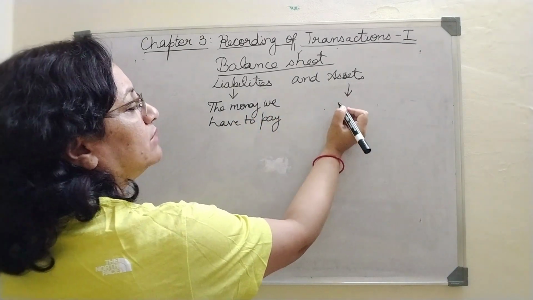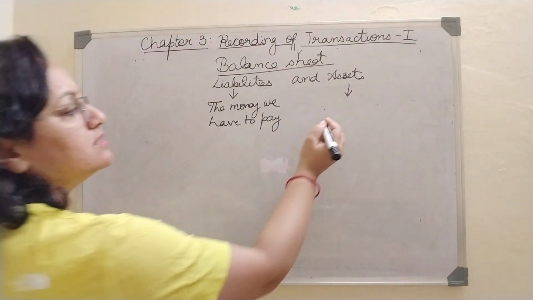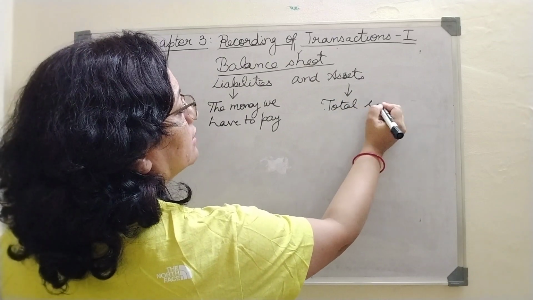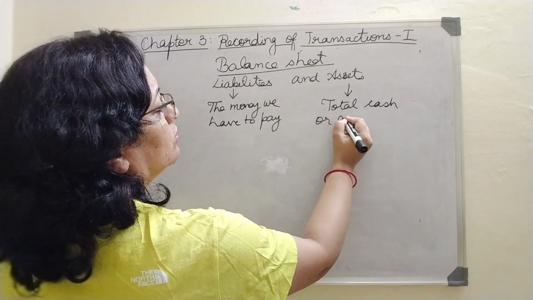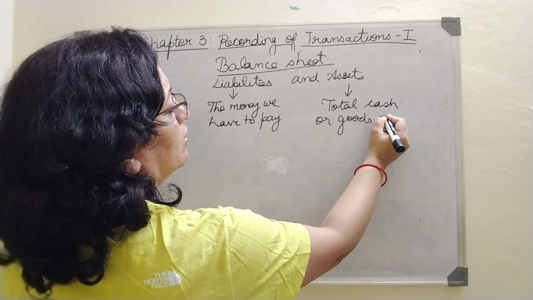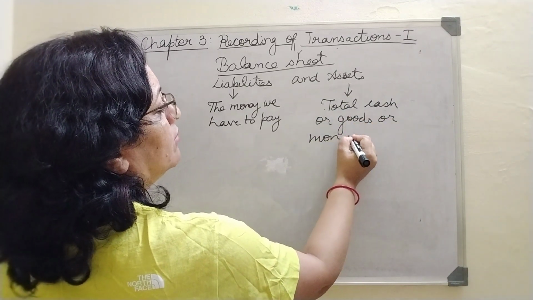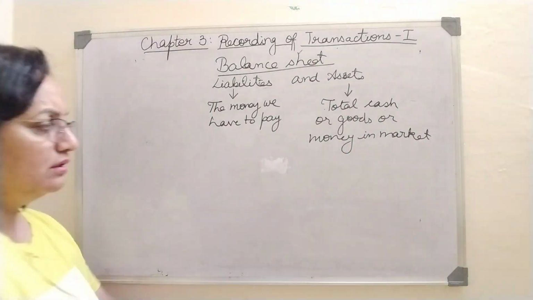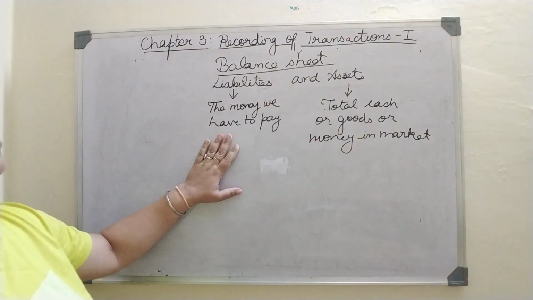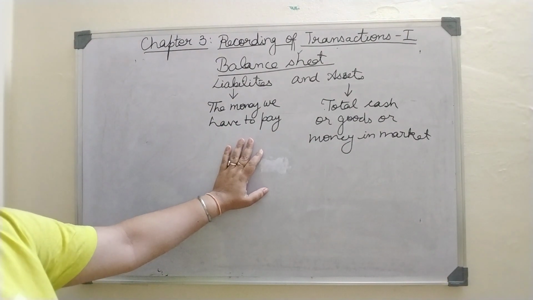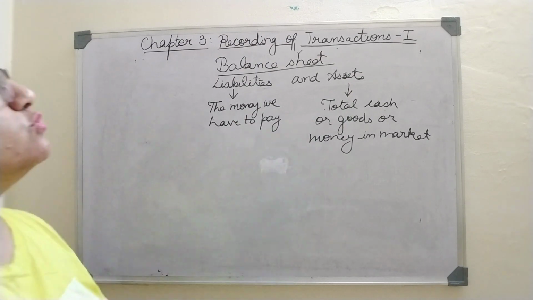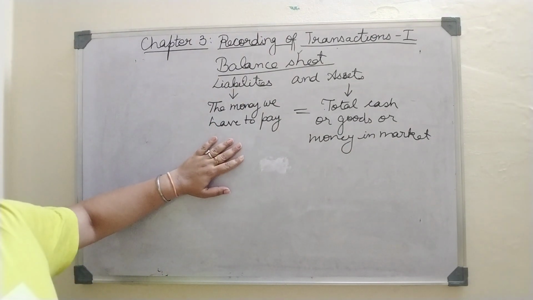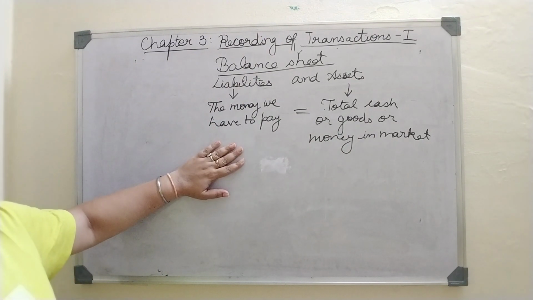Assets are our, as you use in your normal English also, assets are the total, what we can say, cash or goods or money in market, which you are going to get very soon. So these all things make up your assets and these are liabilities. Now a company is said to be successful only when these two are equal, right? So learn this rule. A company is successful when liabilities and assets are equal.